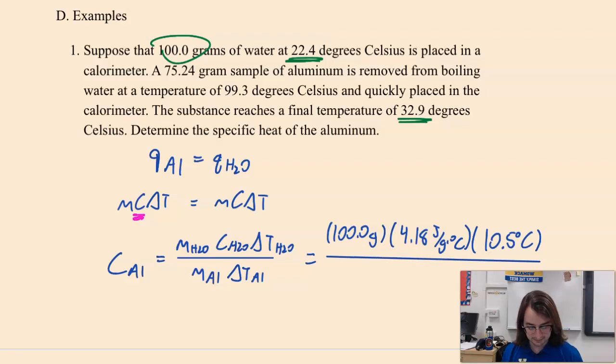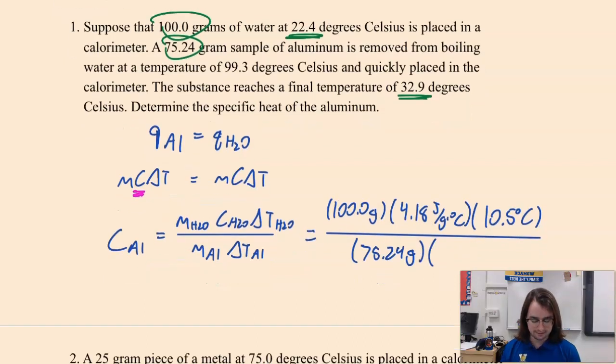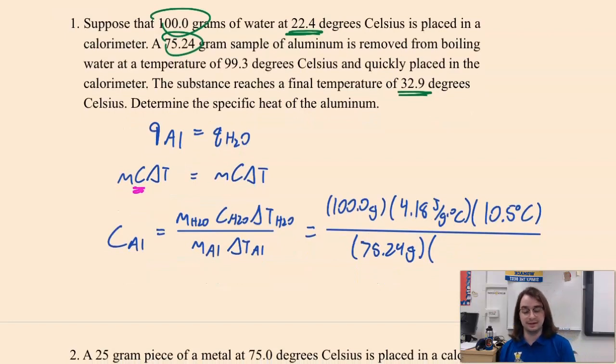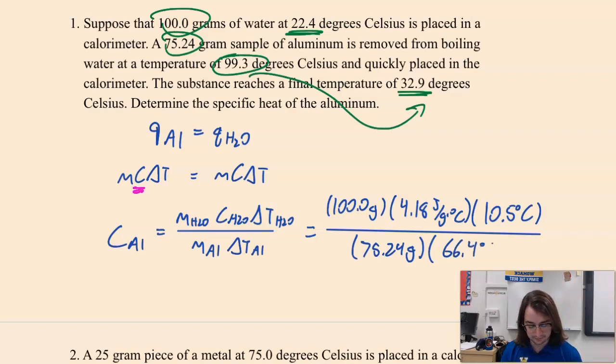On the bottom, I have the mass of the aluminum, which is given to me right here, 75.24 grams. And then I have the change in temperature of the aluminum. And this is what I was saying before. If you don't take the absolute value, this is going to be a negative number because this is a release in energy. Because we go from 99.3 degrees Celsius and we go down to 32.9 degrees. So I'm just going to take the absolute value of that, which should be just 66.4 degrees Celsius.